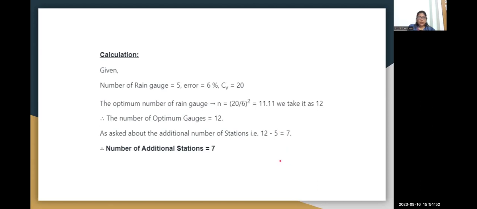So this is how you make use of the optimum number of rain gauge stations formula in order to find out the optimum number of rain gauge stations required in one area. And not only that, if the problem says there are some rain gauge stations, but we want to know, based on the optimum number, how many more rain gauge stations we need to install in a place so that the proper amount of rainfall can be collected for the correct calculation.